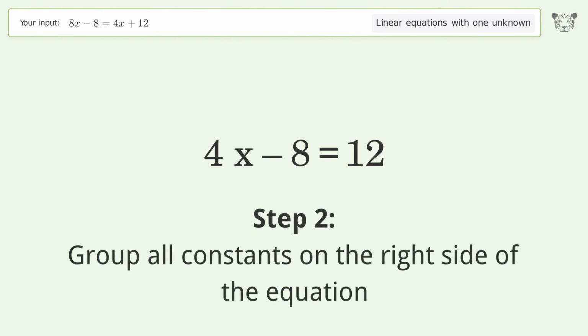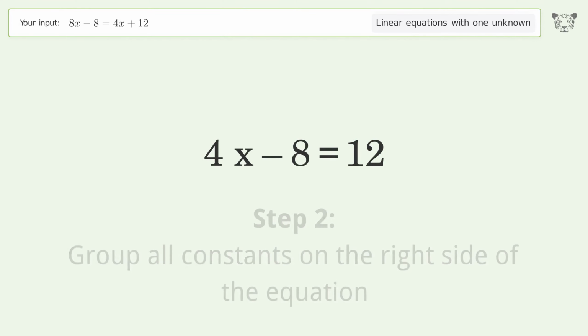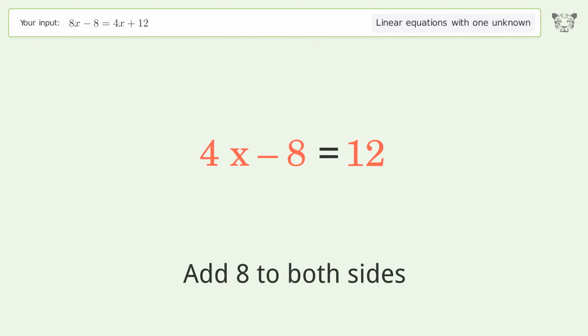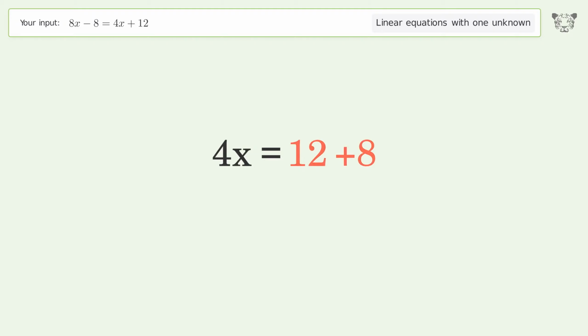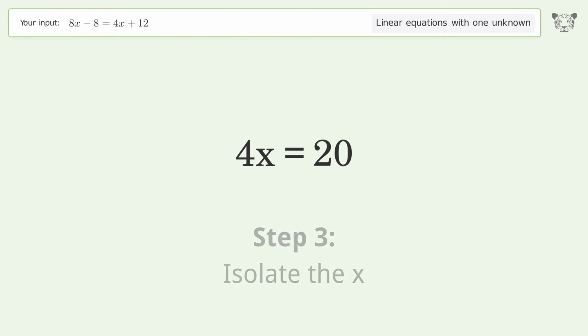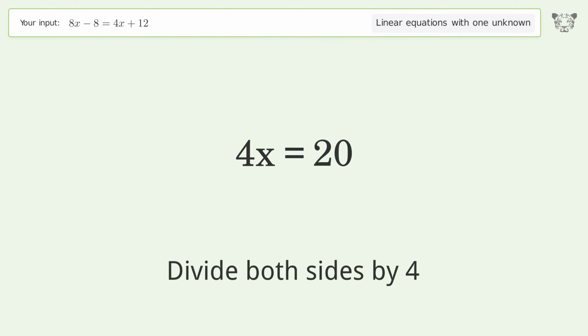Group all constants on the right side of the equation. Add 8 to both sides. Simplify the arithmetic. Isolate the x. Divide both sides by 4.